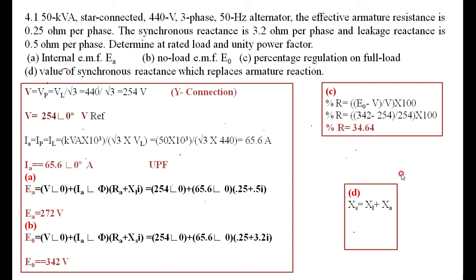Then part D asks you to find out XA, but we know that XS is equal to XL plus XA. Therefore, XA is equal to XS minus XL.